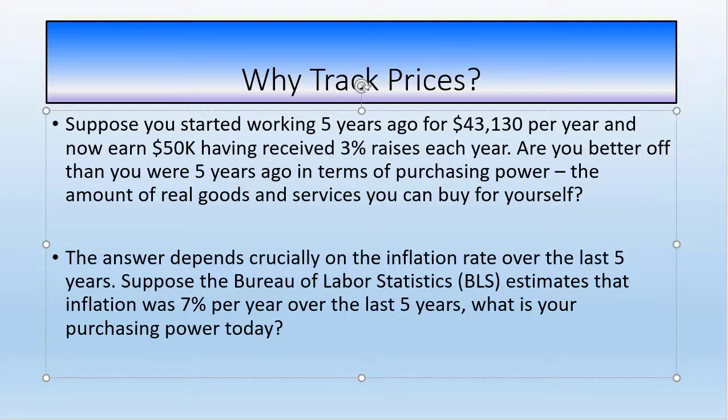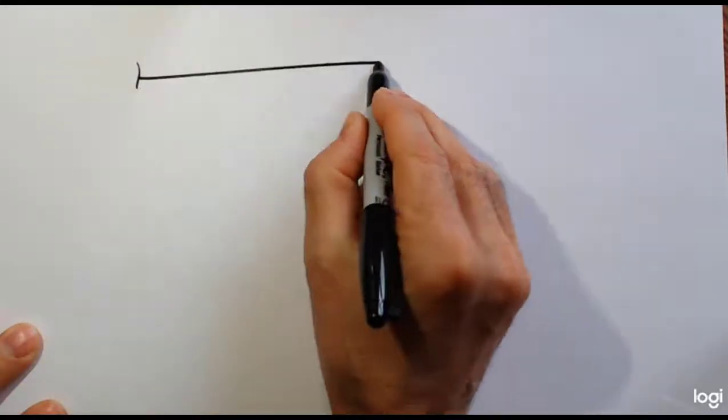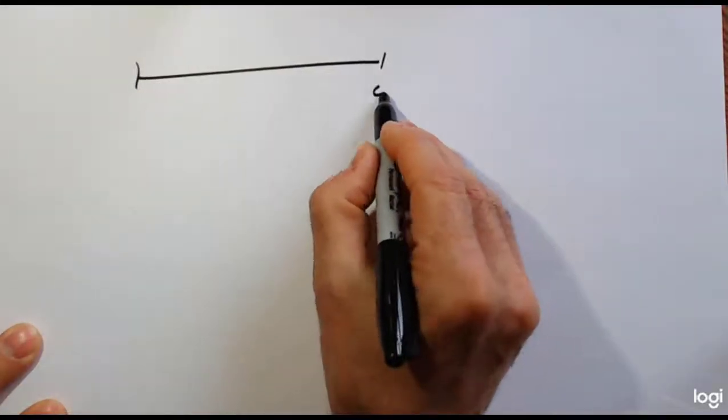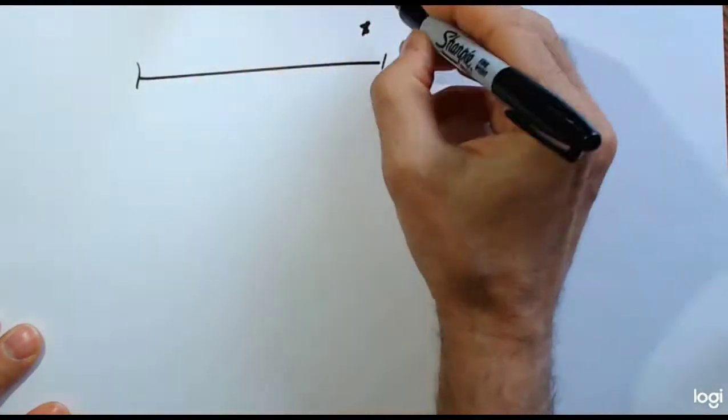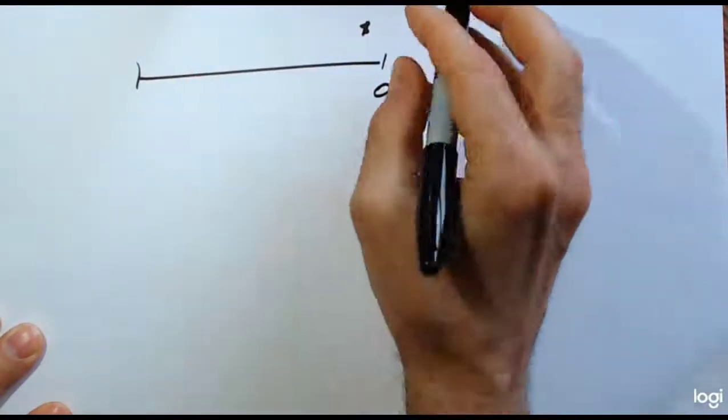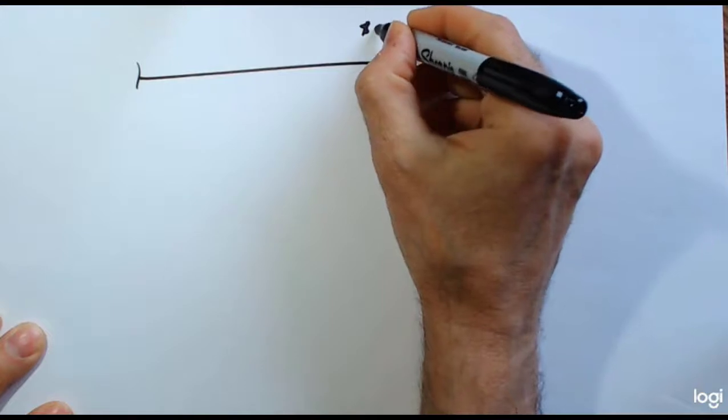Suppose now that the Bureau of Labor Statistics estimates that inflation was 7% per year over the last 5 years. What is your purchasing power today? Let's move over to paper and pencil to answer this question. First off, let's make sure that we have a handle on the problem. I like to draw timelines, and we usually start out with these timelines, especially in finance, because money compounds and we need to take into consideration how it compounds.